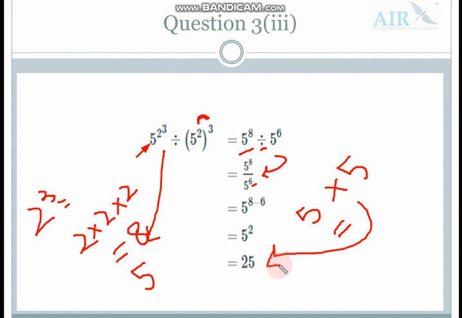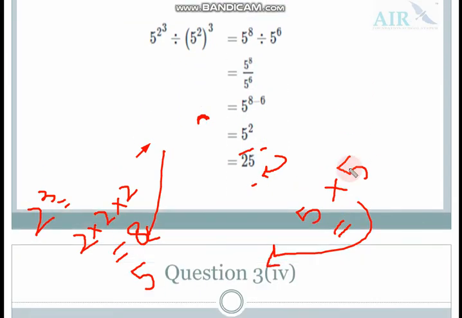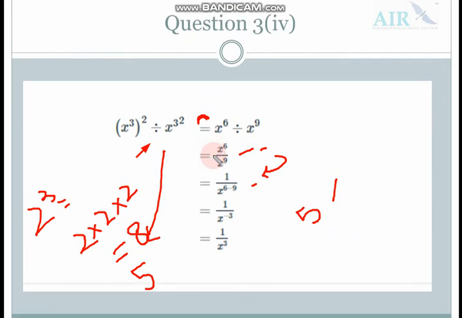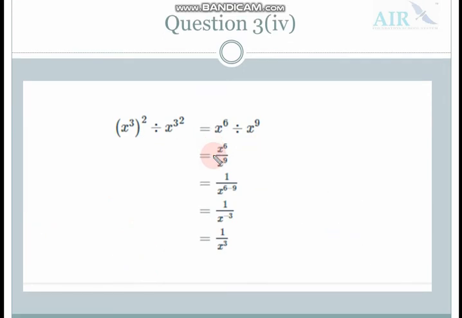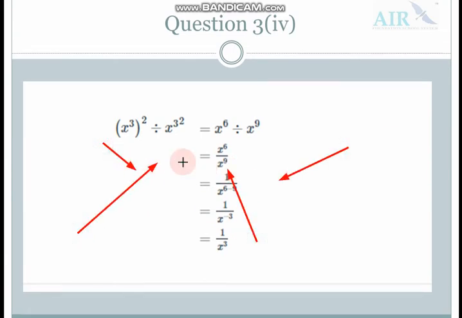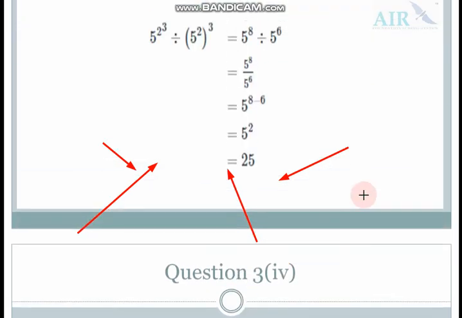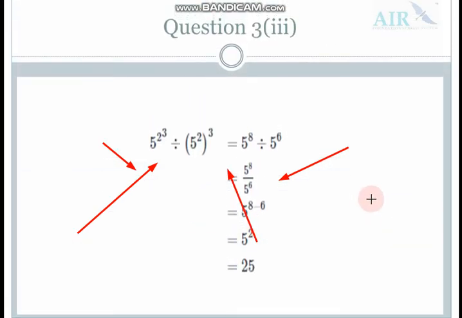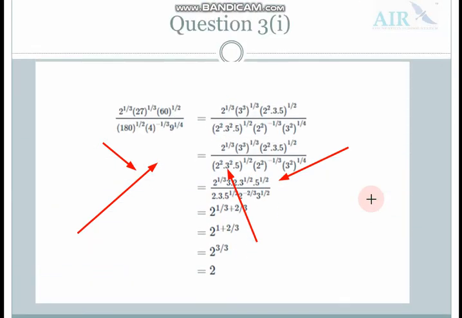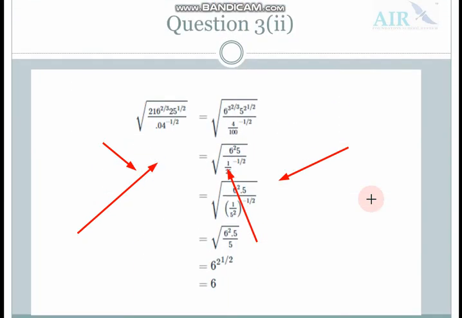Your question number 3 part number 4 is similar to question number 3 part number 3. So I hope that there is no more question in this part as well. Still, if you face any query, any problem, any question, then you can ask me. And now we are done with exercise 2.4 complete.